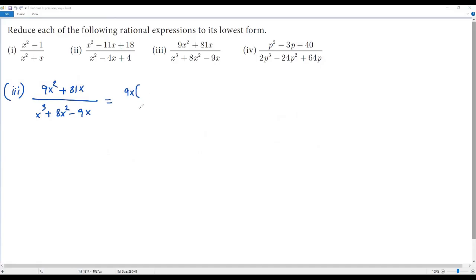When 9x is factored out, to get the stuff inside the parenthesis, we have to divide both the terms by the one I factored out, that is 9x. When I divide this 9x square by 9x, I am getting x.